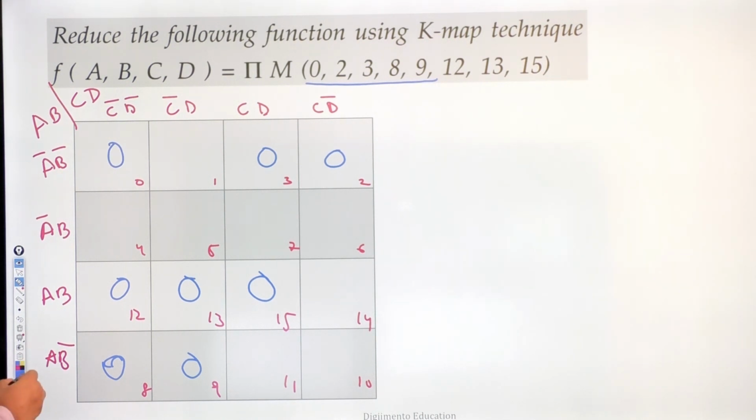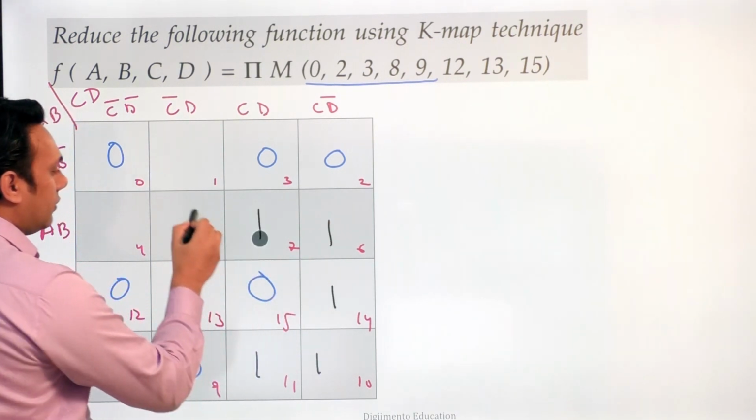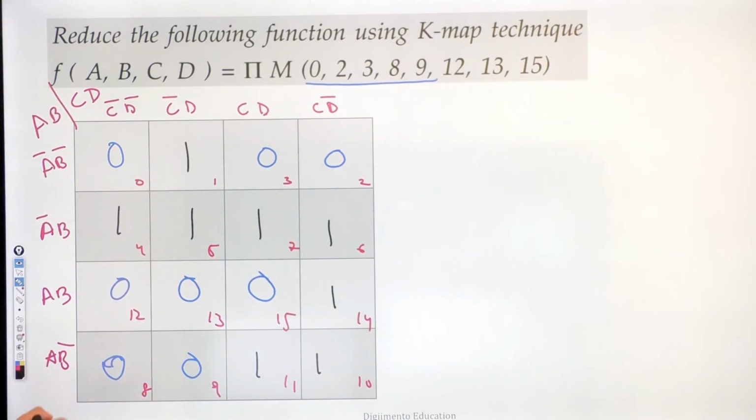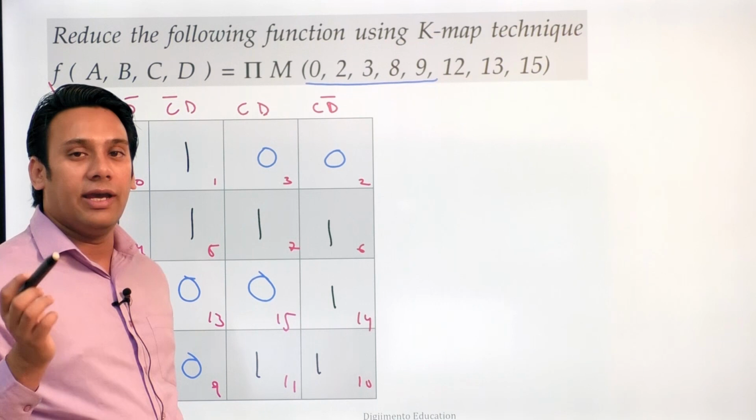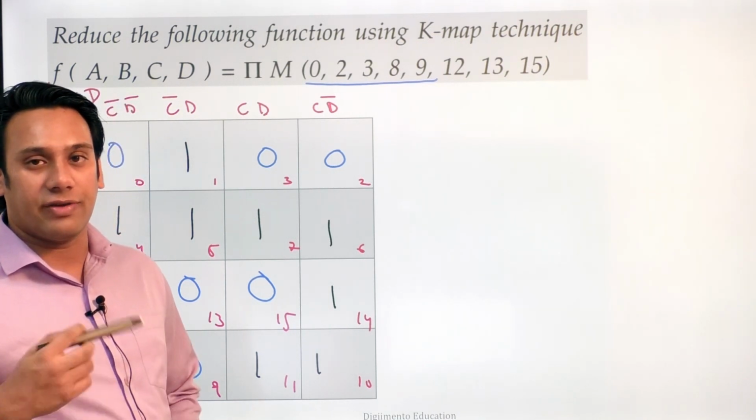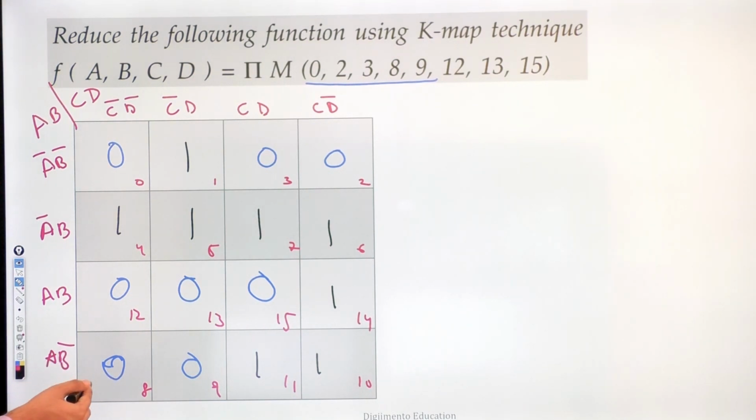And then in how many locations do you have a value 1? These 8 locations are where you have a value 1. So obviously from the same K map you can find the SOP expression as well as the POS expression. I'll show you both from this example.